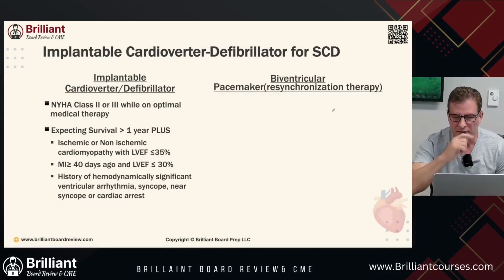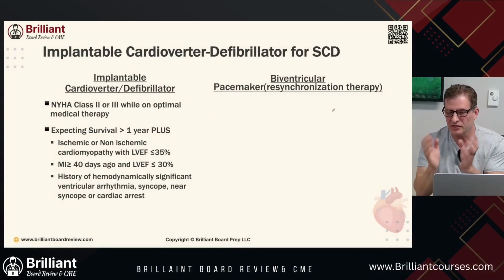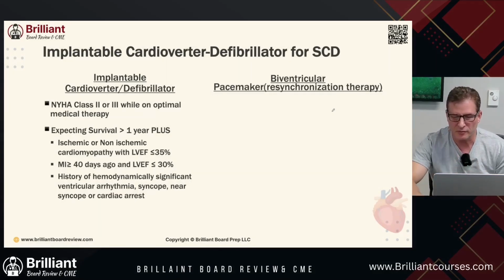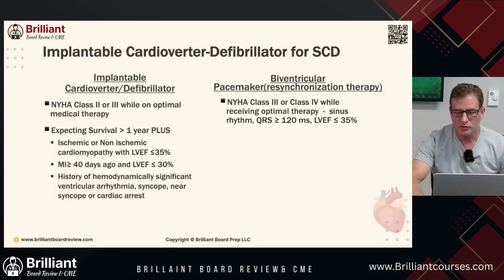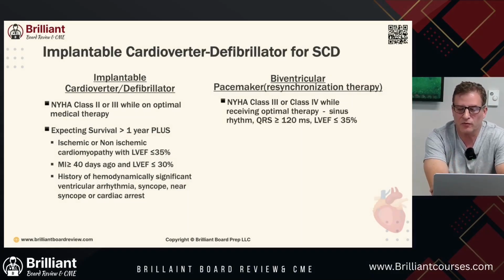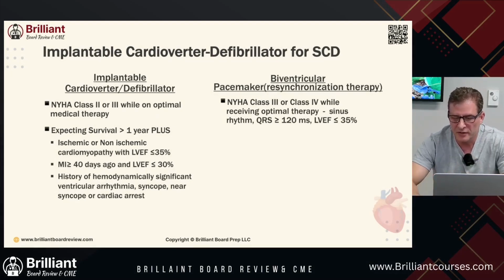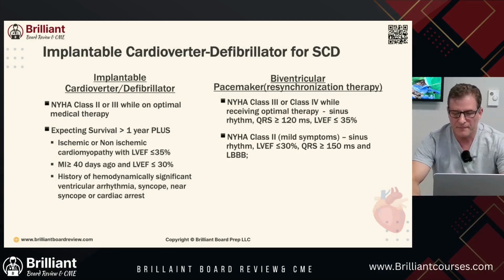Now let's come back. This is the biventricular pacemaker, resynchronization therapy. Here we go, it's a combination of ICD and CRT device if the patient meets criteria for both. So what are the criteria? This is a little bit sicker. They're New York Heart Association class 3 or 4 while receiving optimal therapy, sinus rhythm, QRS greater than 120 milliseconds, and left ventricle ejection fraction less than or equal to 35%.